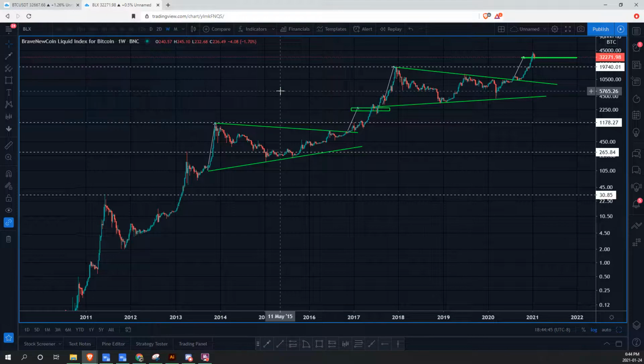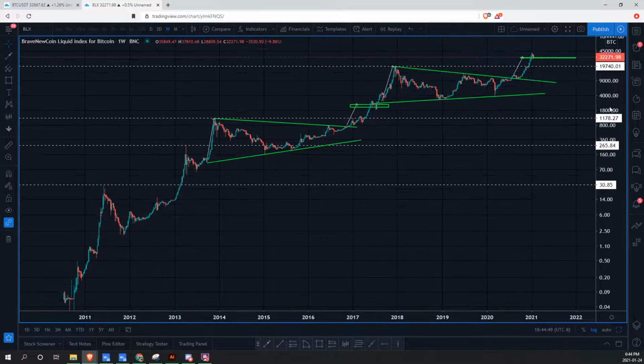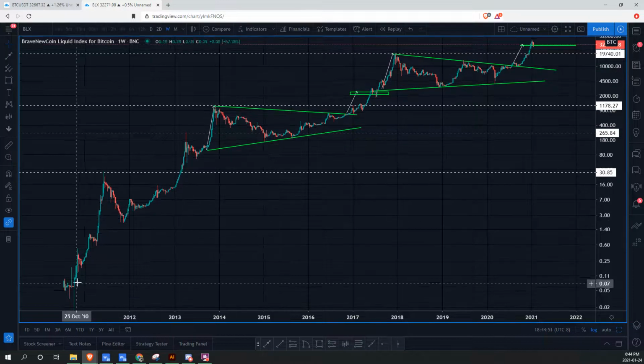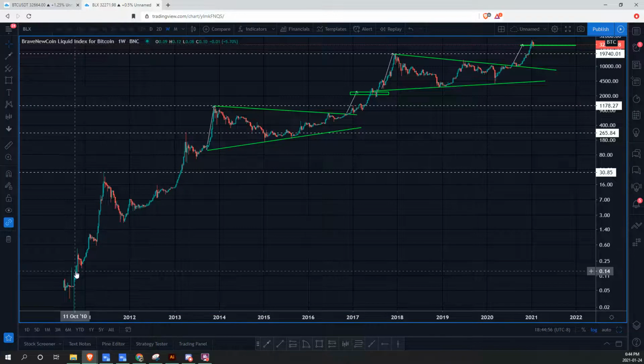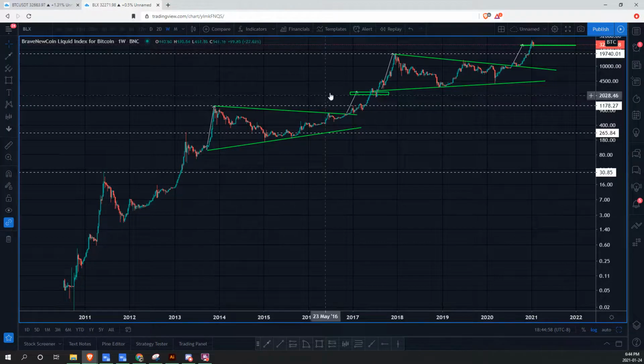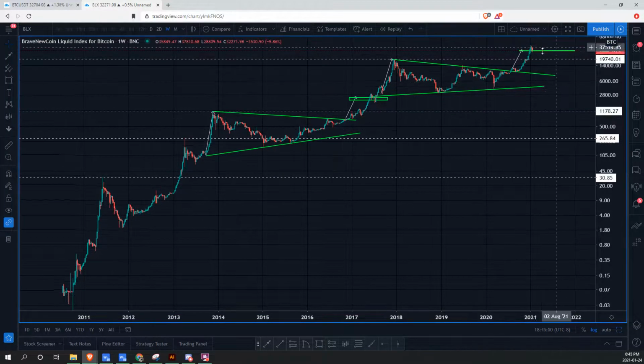BLX chart. This is the longest historic chart, or the historic time frames that we have for BTC, dating all the way back to 2010, which is pretty unbelievable, when it was at 6 cents, under $1 for a while there, until it started to really move to the upside. And clearly we are starting our massive bull run now.